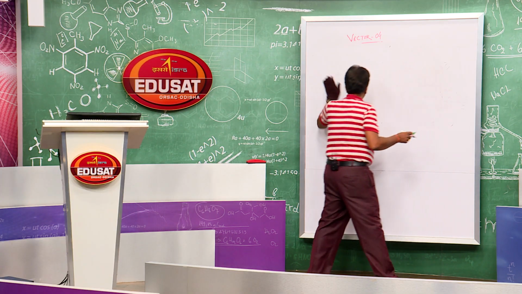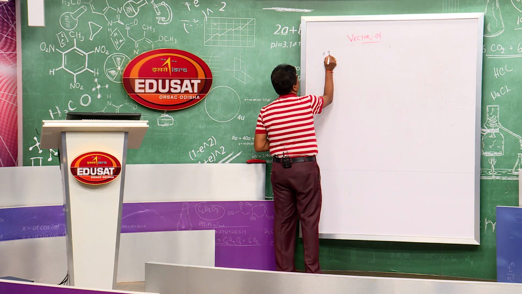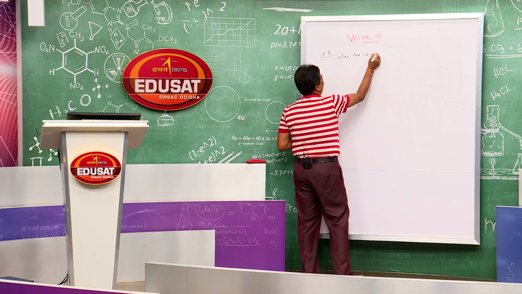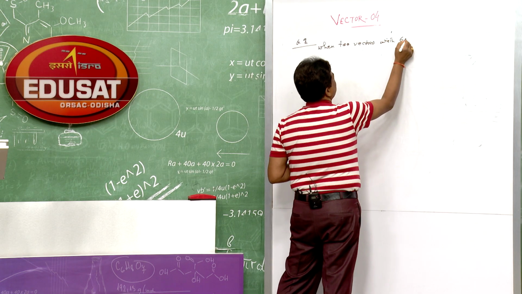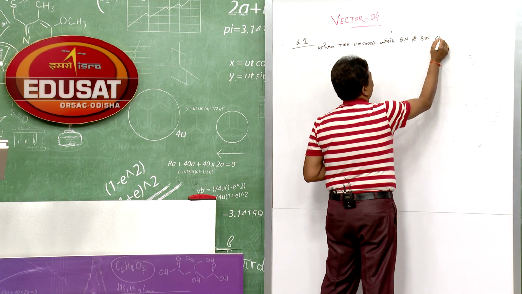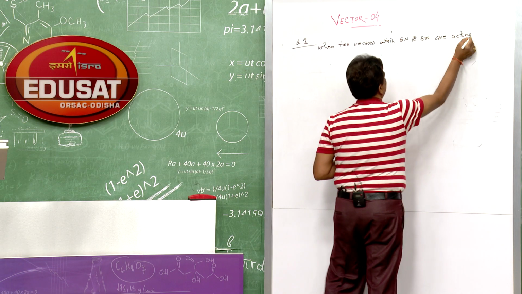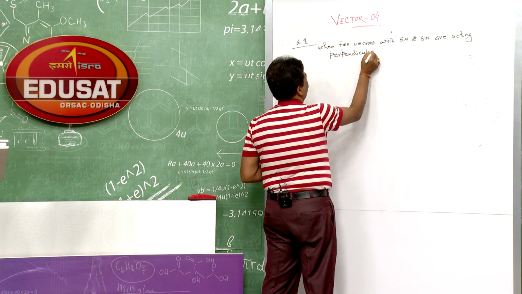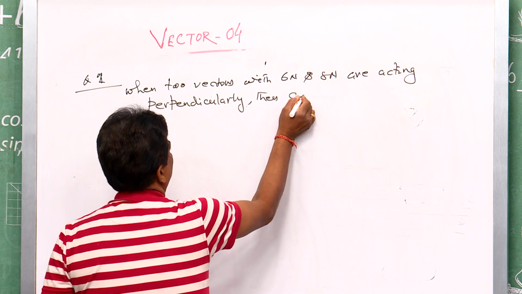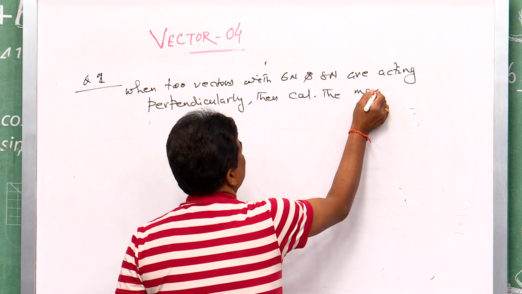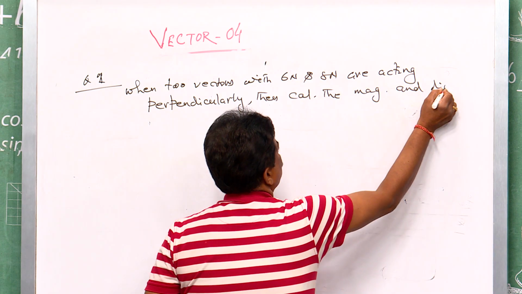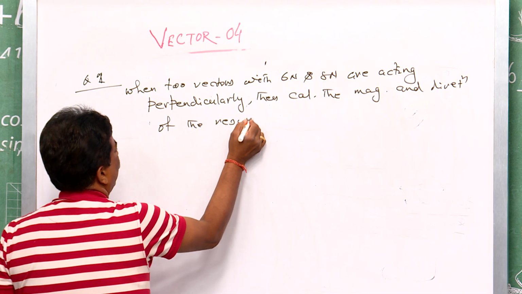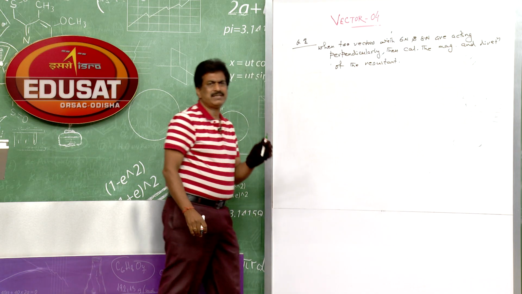Suppose one of the questions is, question 1: when two vectors of 6 Newton and 8 Newton are acting perpendicularly, then calculate the magnitude and direction of the resultant. This is a simple question I am giving.